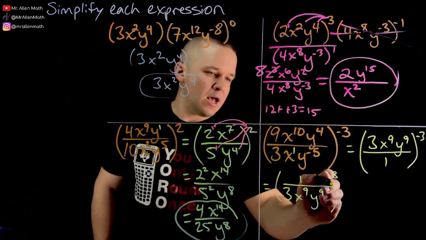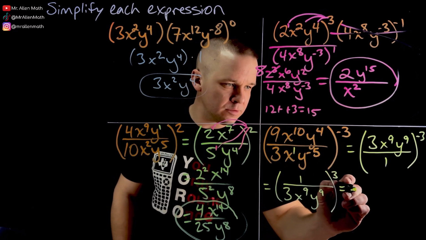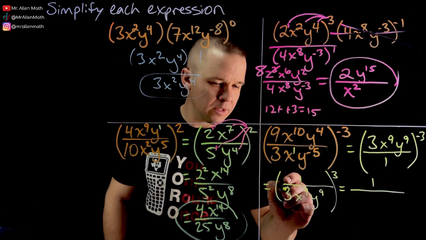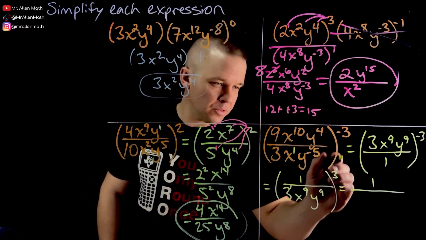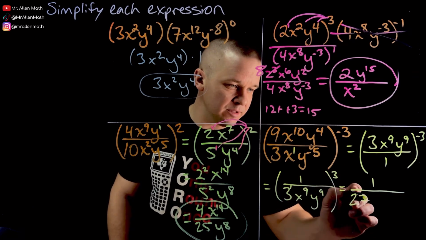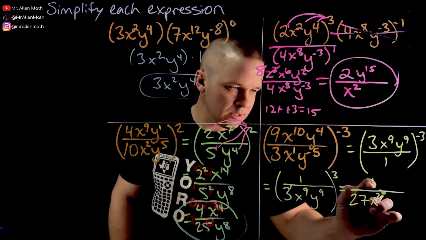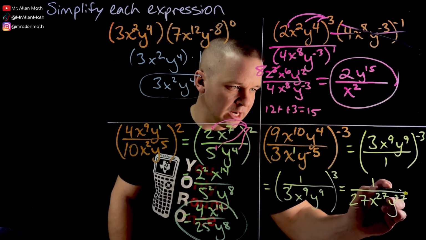Cool? And then last but not least, let's go ahead and distribute this in. I'm going to have 1 cubed, which is 1. 3 cubed, because it's 3 to the 1st, cubed. 3 cubed is 27. Then I have 9 times 3, that's 27. Ooh, this is fun. Didn't plan this. 9 times 3, that's 27 as well. A lot of 27s.